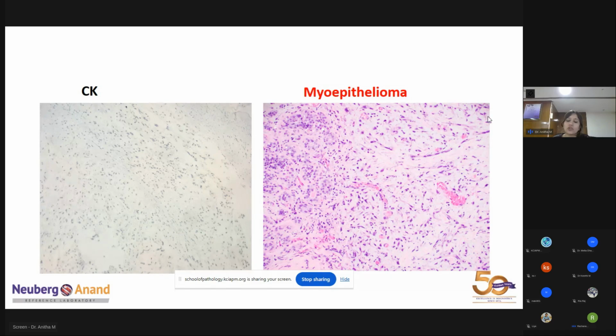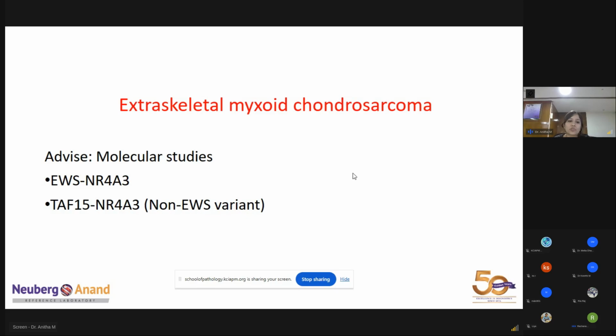If we look at the image on the right-hand side, the H&E slide, the morphology of these cells is almost similar to what we saw in the case. With these findings, we signed out our report as extraskeletal myxoid chondrosarcoma, with advice for further confirmation by molecular studies. In the majority of cases this entity is associated with EWSR1-NR4A3 rearrangement. Very few cases show a non-EWS variant, which shows local recurrence with metastatic potential.